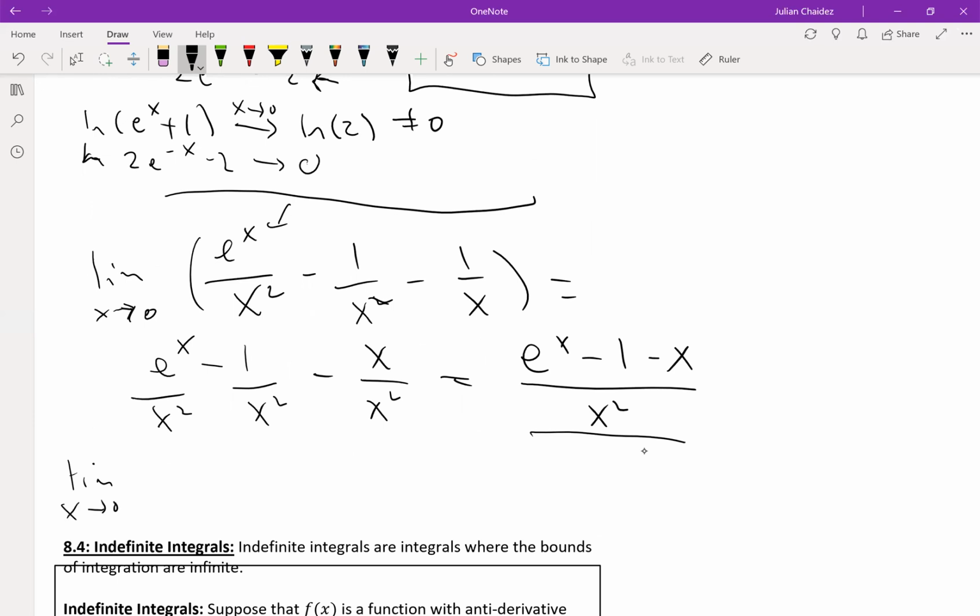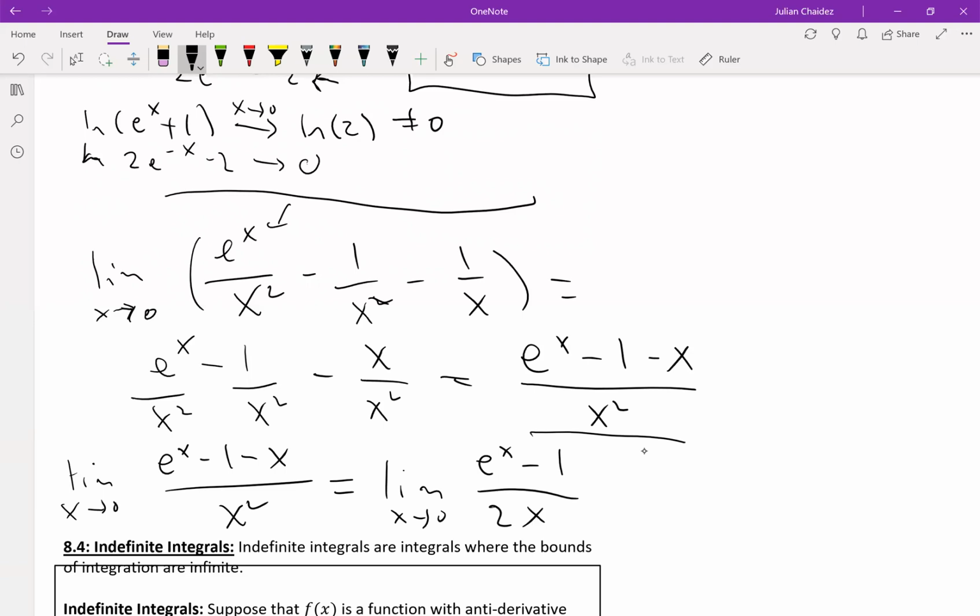Now is the time when I can apply L'Hopital. The limit as x goes to 0 of e to the x minus 1 minus x divided by x squared, according to L'Hopital, is equal to the limit as x goes to 0 of e to the x minus 1 divided by 2x. That's just me differentiating the top and the bottom once. This still has the top and the bottom going to 0, so I have to apply L'Hopital again, and I get e to the x divided by 2. And so the limit is 1/2.